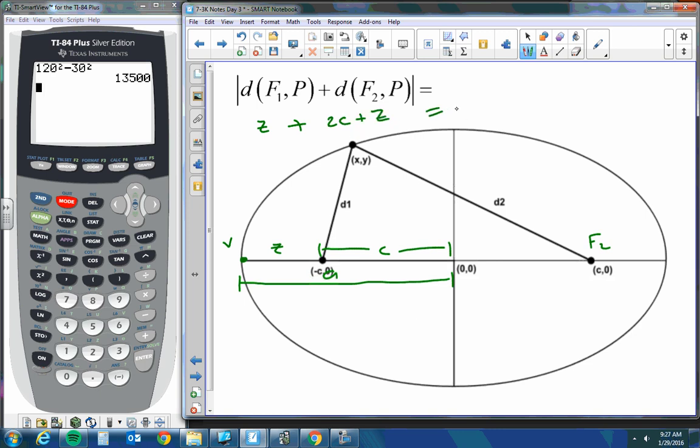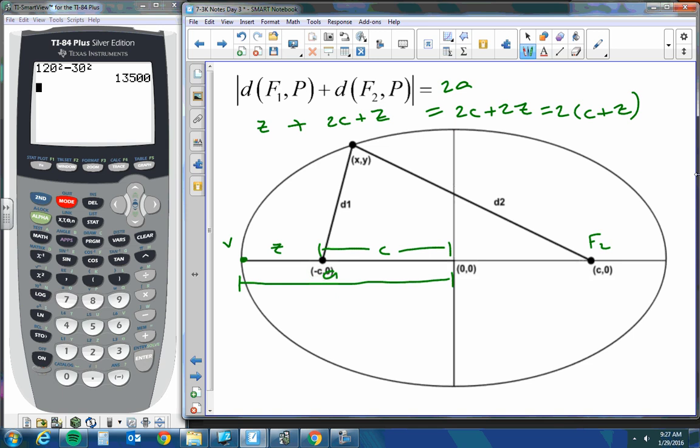Which, when you add it up, you get 2C plus 2Z, or 2 times C and Z. But wasn't that really just A? So it actually works out to 2A as well, which is nice, it's the same rule. On an ellipse, the sum of the distances works out to 2A every time. On a hyperbola, the difference between the distances works out to 2A every time.